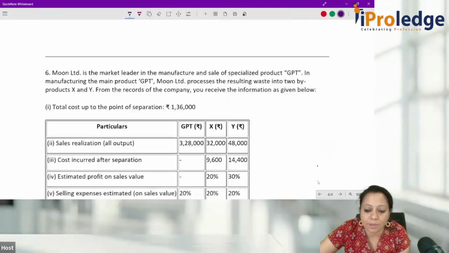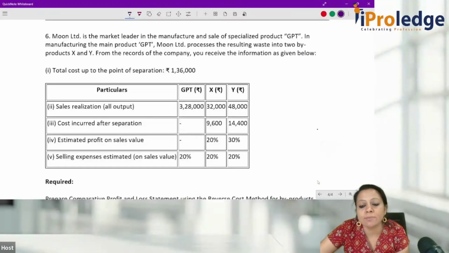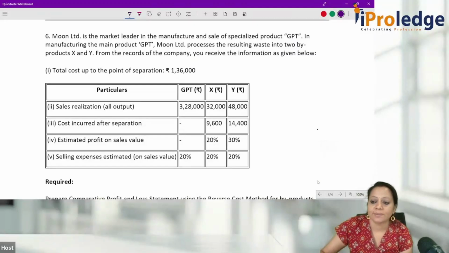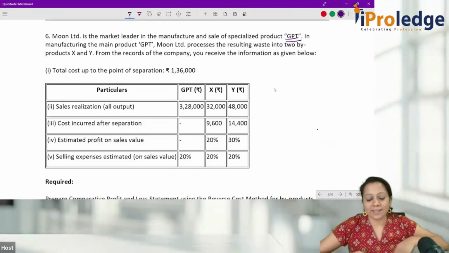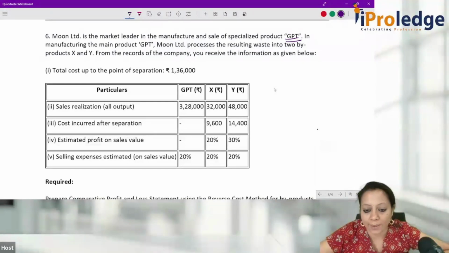Yes, this is the question that I wanted to do. This is also a past exam June question. So Moon Limited is the market leader in manufacture and sale of specialized product GPT. That time itself they had predicted about chat GPT. In the manufacturing of the main product GPT, Moon Limited processed the resulting waste into two products, that is X and Y. From the records, the following is given.